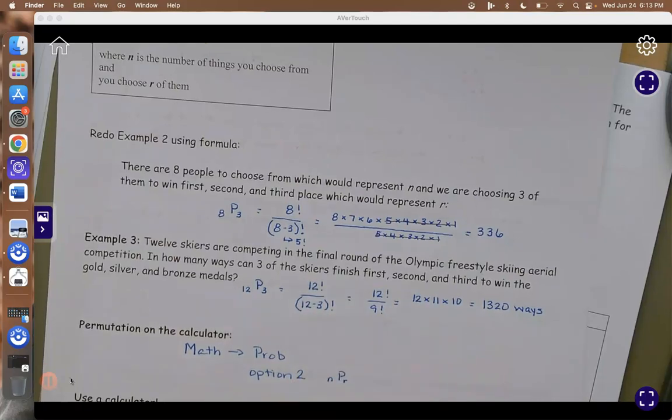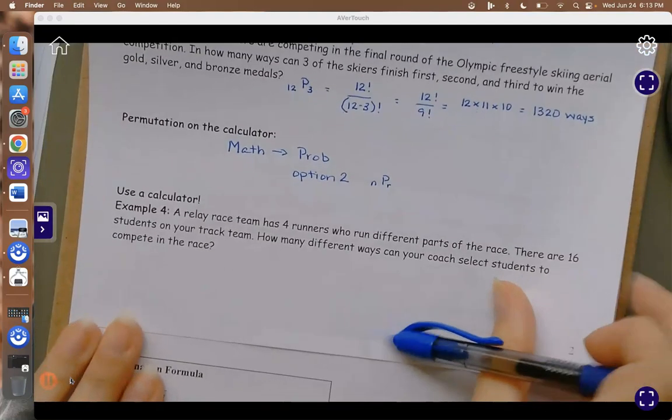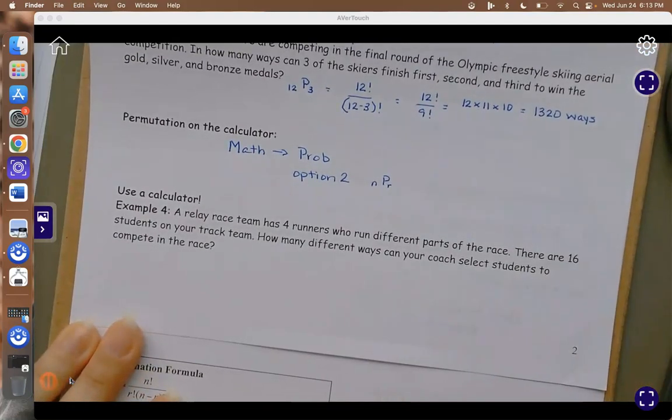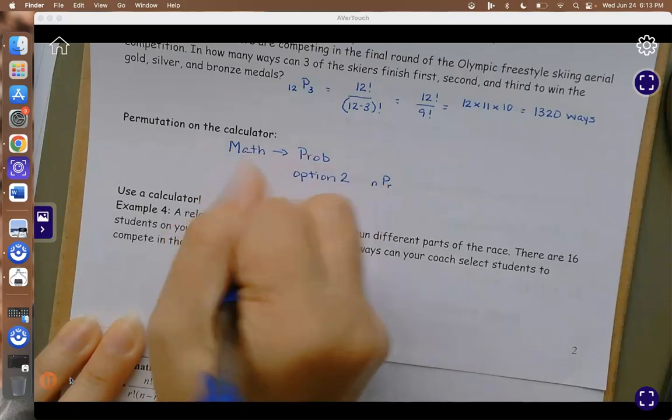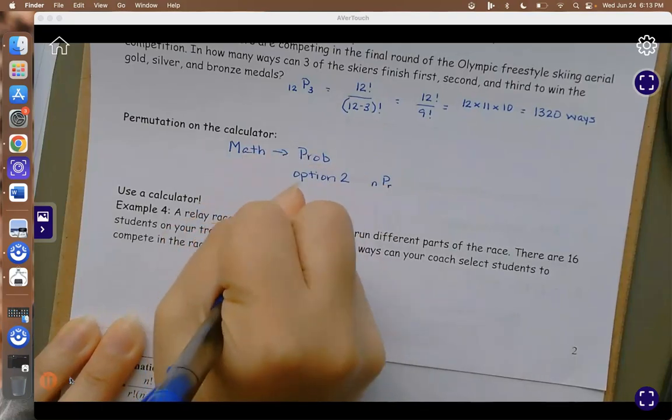Okay, so we're going to use the calculator on this one. So everybody get ready to use your calculator. A relay race team has 4 runners who run different parts of the race. There are 16 students on your track team. How many different ways can your coach select students to compete in the race? The reason why order is important is because this is a relay team, and so the order in which you run is important. So our problem is going to be 16P4.